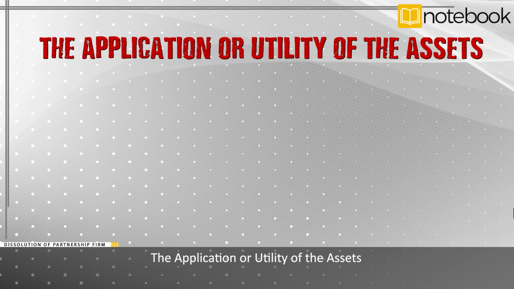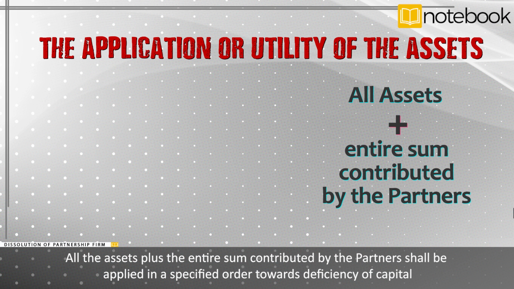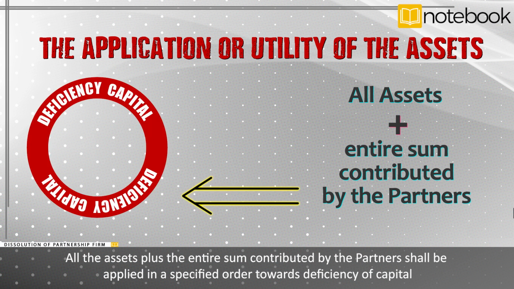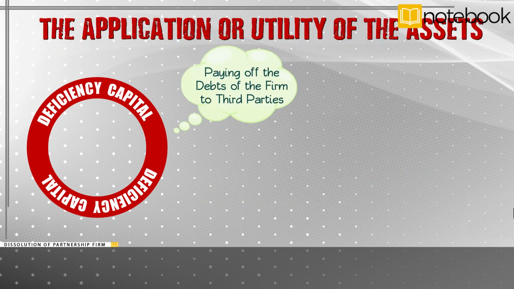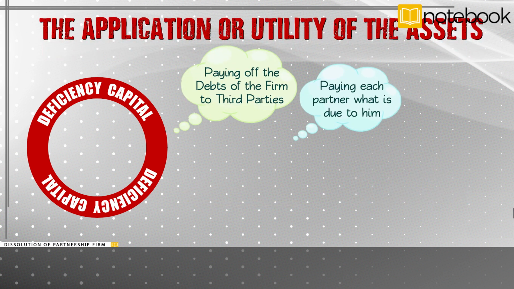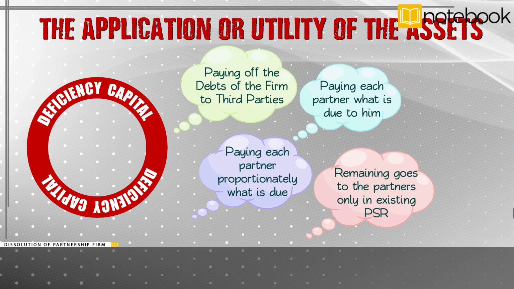The application or utility of the assets. All the assets plus the entire sum contributed by the partners shall be applied in a specified order towards deficiency of capital, paying off the debts of the firm to third parties, paying each partner what is due to him or her proportionately with respect to advances, that is partner's loan, and paying each partner proportionately what is due to him on account of capital account. Whatever remains goes to be divided amongst the partners only in the existing PSR.